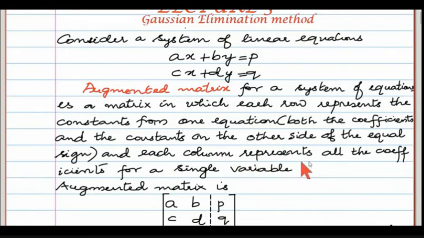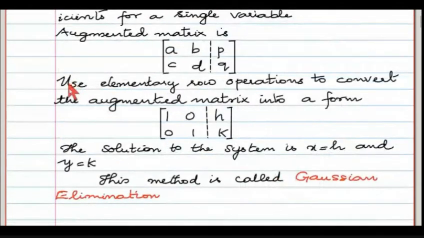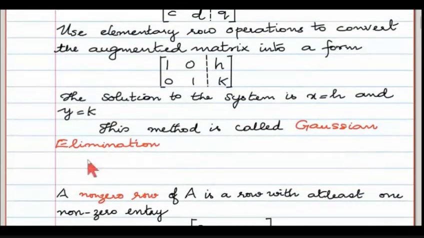Each column represents the coefficients of a variable. So the first column represents the coefficients of x, a and c. The second column represents the coefficients of y. And on the other side, we will write the constants. Use elementary row operations to convert the augmented matrix into this form. So the solution is: the first row represents the x variable, so x equals h and y equals k. This method is called Gaussian elimination.